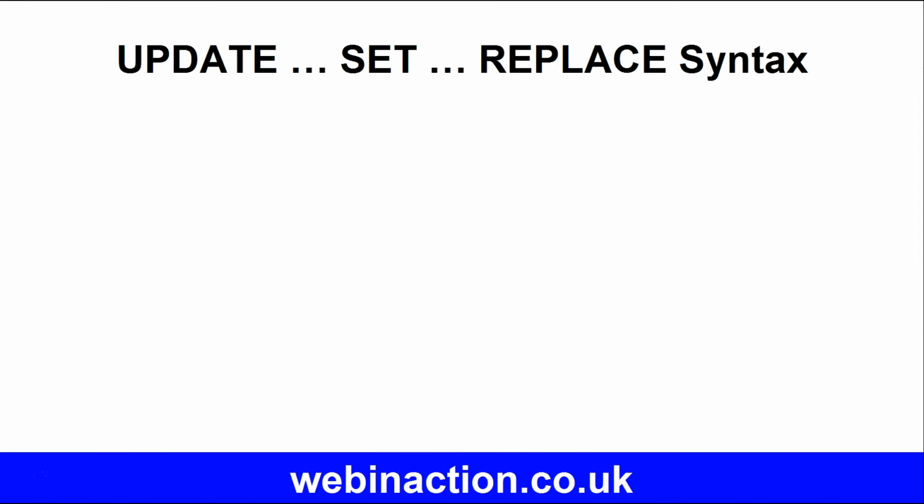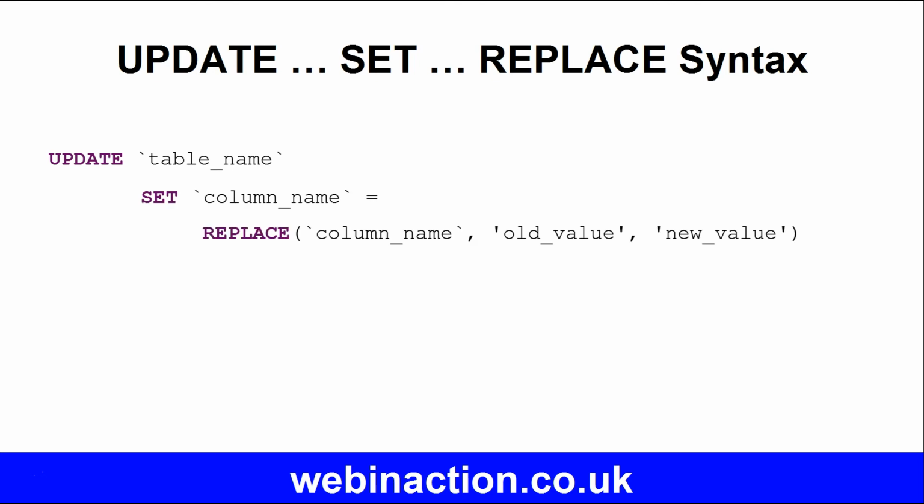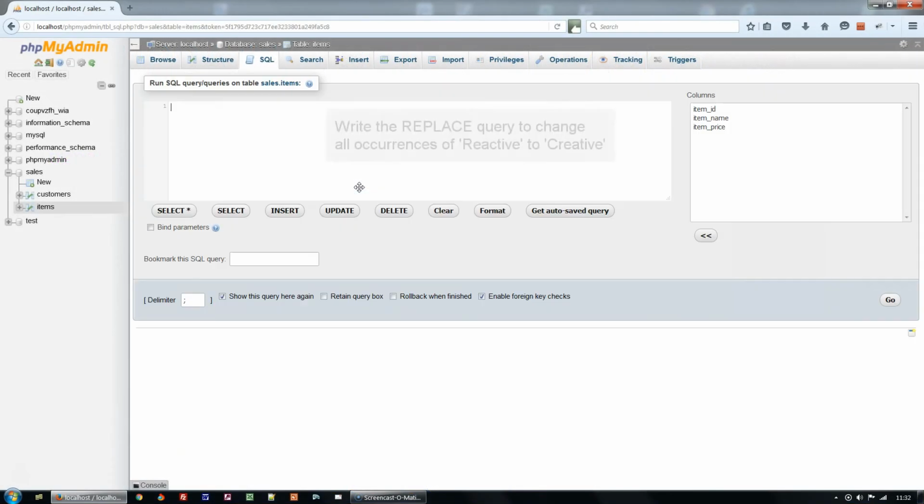Let's say that all these products had been entered into the database incorrectly by someone, and we want to change them all to creative. The syntax to do this is update table name, set column name equals replace, and then inside parentheses the column name, comma, the old value, comma, the new value. So in this case, reactive, comma, creative. You do it first.